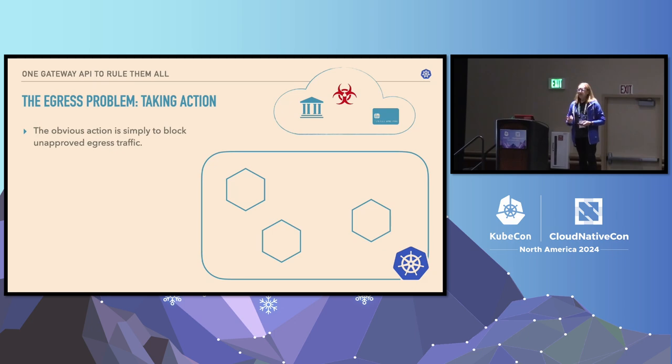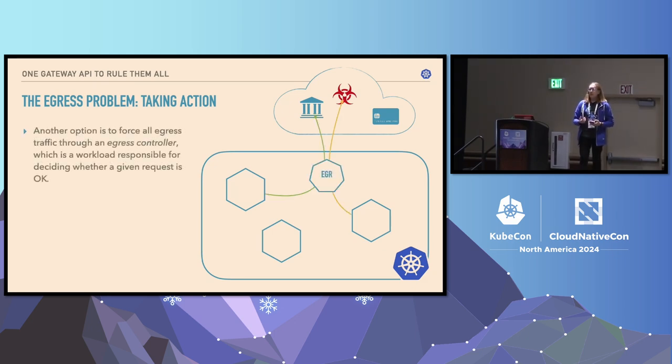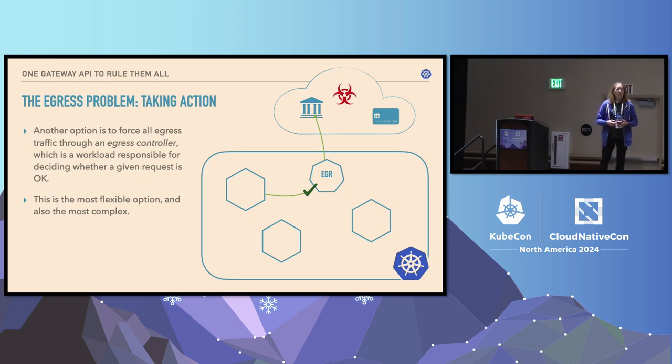But another interesting thing is you might also want to take the egress traffic and funnel it all through sort of the opposite of an ingress controller. Funnel it all through an egress controller, where the decision about what to allow and what not to allow is delegated to it. This is the most flexible option. It's also the most complex option, particularly because purpose-built egress controllers are a little tough to come by. You can kind of abuse ingress controllers into being egress controllers sometimes, but there aren't a lot of options if you want something really built for the purpose.